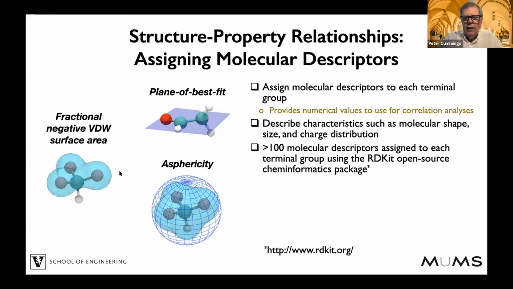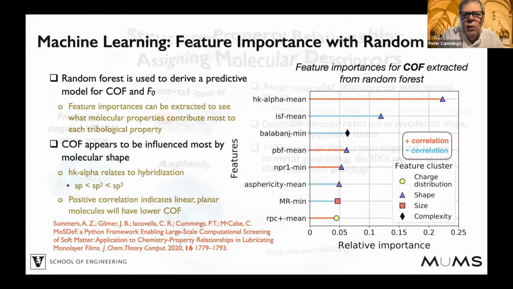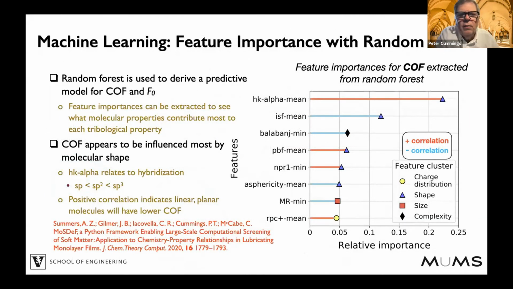And from that, then we can use a machine learning algorithm, something called the random forest technique. And using random forest, we are developing predictive models for the coefficient of friction and the adhesion forces. And what happens with the coefficient of friction is the thing that turns out to have the biggest impact is something called HK alpha mean, and that relates to the hybridization of the N group.